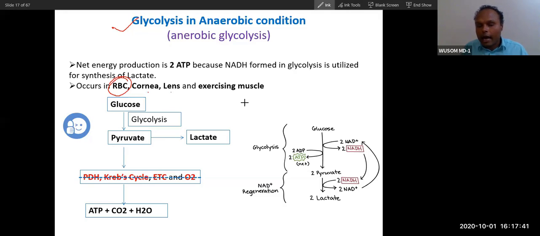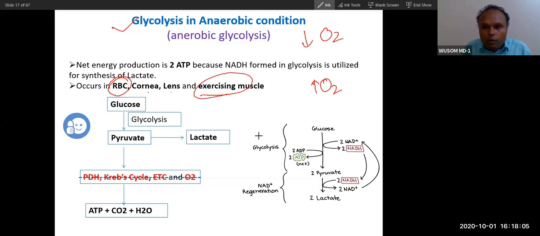When you exercise, what happens? Demand for oxygen increases, your demand for energy increases. This need for oxygen becomes very high and cannot be met by your system. Therefore there will be a scarcity of oxygen. Oxygen will be low in exercising muscle, and this low oxygen will cause the conversion of pyruvate into lactate. So these are normal conditions.